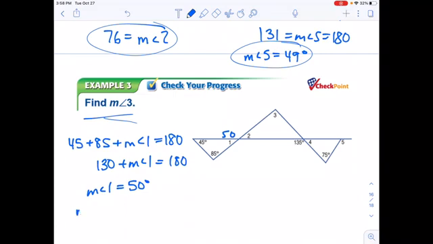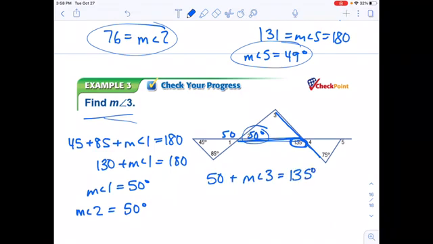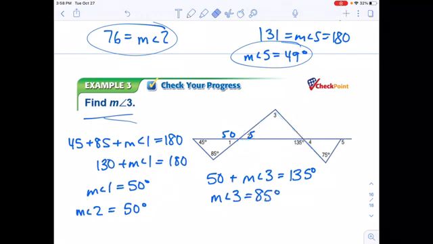So if this is 50, the measure of angle 2 by vertical angles theorem is also 50 degrees. Then I can use the exterior angle theorem backwards because I have my exterior angle and one interior angle to solve for the measure of angle 3. So 50 plus the measure of angle 3 plus 135. We go ahead and solve. So the measure of angle 3 must be 85 degrees.